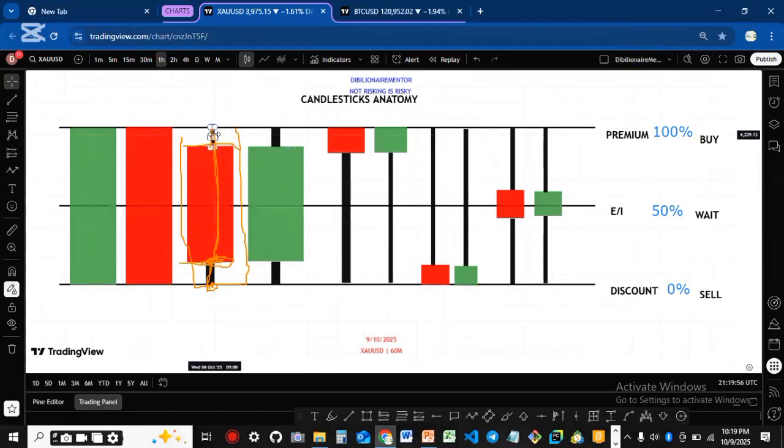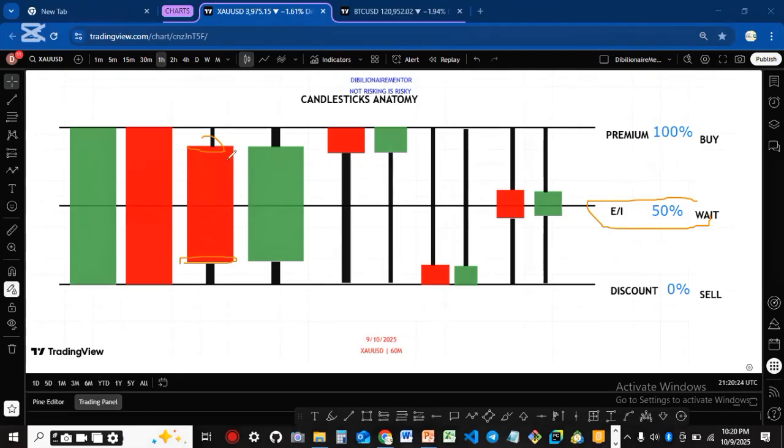Let me see. Now, around this zone here, the market actually closed. It opened here and then closed below our sell zone. It came inside our sell, which also indicates what? Selling pressure, as simple as it is.